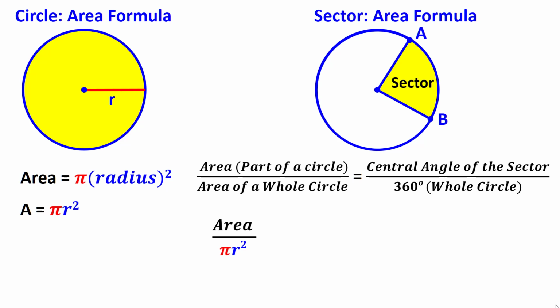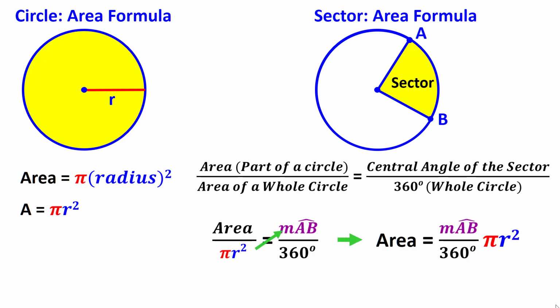Next, we take the central angle of a sector and compare to the whole circle, which is 360 degrees. The central angle is sometimes labeled measurement of arc AB, or could be any other letters. We could use this formula, or we could cross multiply pi r squared to generate the next formula. Either way, both formulas will work. I tend to use the one on the right hand side.